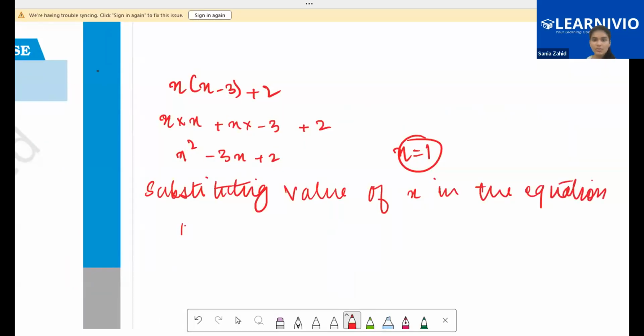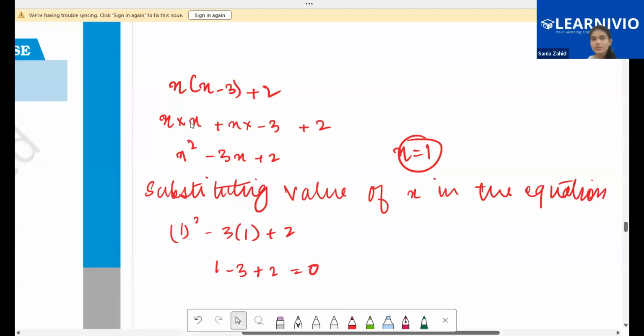What do we get? 1 square minus 3 into 1 plus 2. So 1 minus 3 plus 2. So your answer is 0. 1 minus 3 is minus 2 and minus 2 plus 2 is 0. So that's how we can solve it.